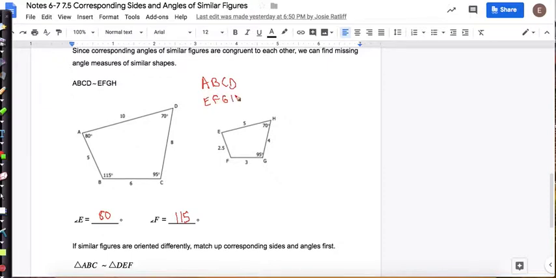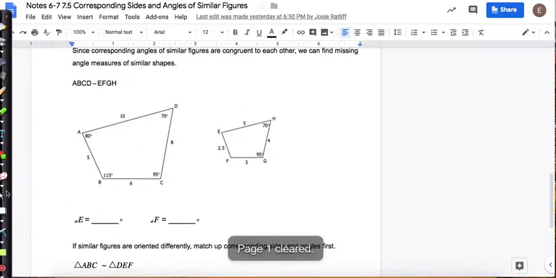So let me show you also how to use this, because the next example is going to be oriented differently. So we were looking for angle E, so we know it matches with angle A. So if A is 80, then that means E is also 80. And B and F are the same, so since we're looking for F, I find B, which is 115, so that means F is 115. Now we didn't have to do the other letters, but let's look at them. C is 95, so that means G is 95, and it is labeled here. And then D is 70, that means H is also 70, and it is.